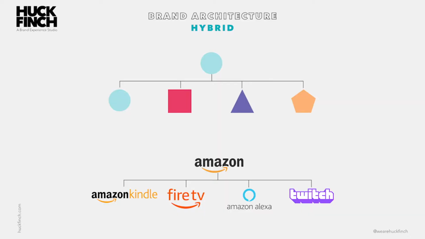So the last one that's pretty common, we'll call it the hybrid architecture, and it's kind of the trail mix, the mishmash of all of the above. A great example of this is Amazon. You have Amazon as the main brand, and certain things still have the Amazon name, like Alexa, but other things don't, like Audible or Twitch. Another brand like this is Google, where they have the master brand with Google Home, but there's Nest as well.